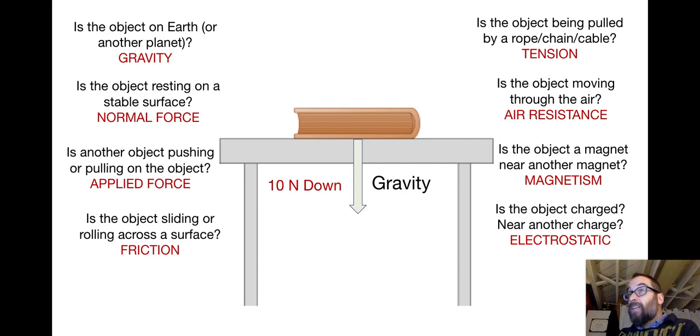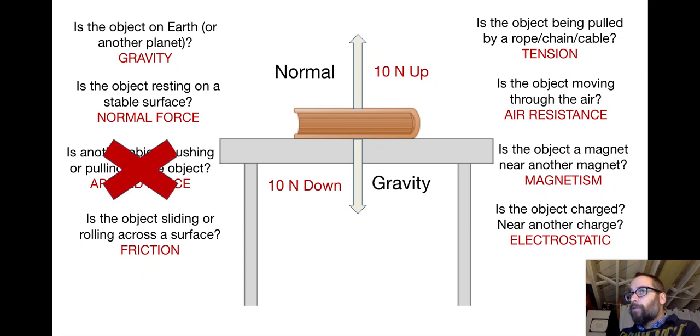Next question: is the object resting on a stable surface? Yes, it is. That allows us to identify the normal force acting on the book. So we can see, well, there's 2 forces so far. Normal going up, 10 newtons, equal to gravity going down, 10 newtons. Is there another object pushing or pulling on the object in question? Not in this case. No applied force.